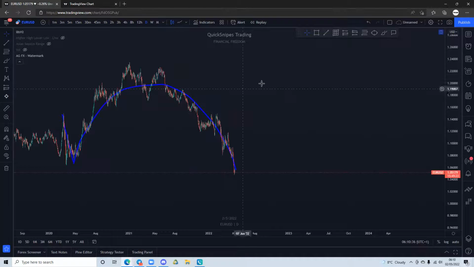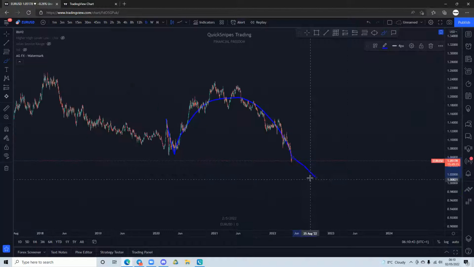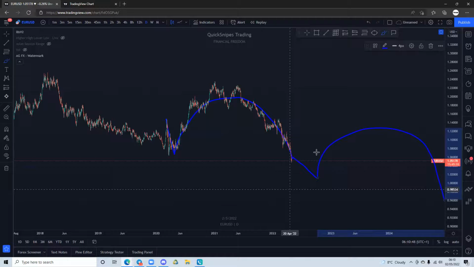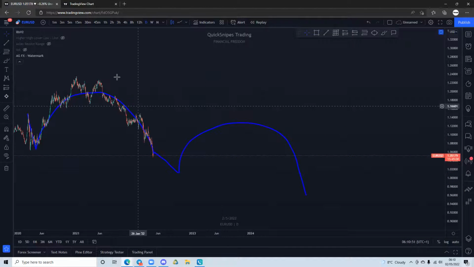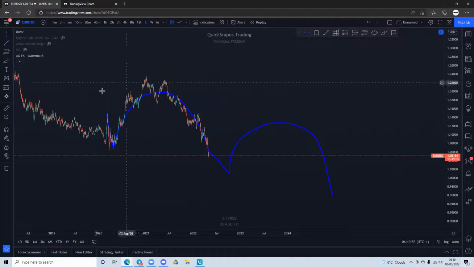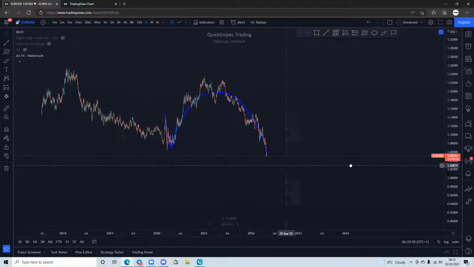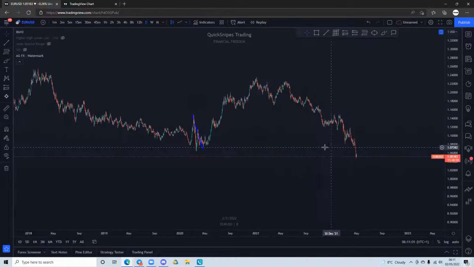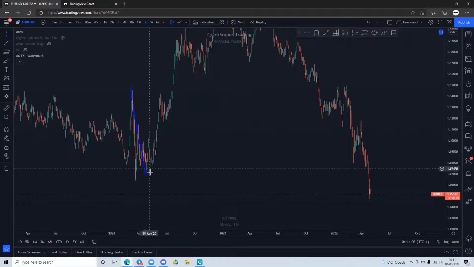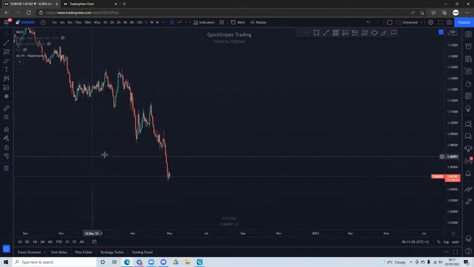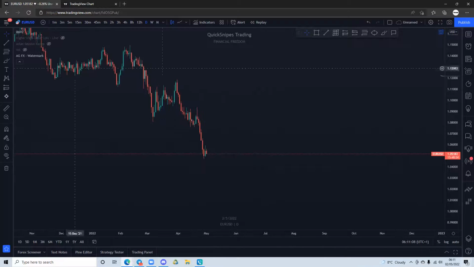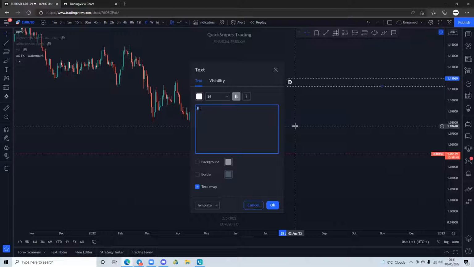So what is expected to happen is essentially another handle there and then another teacup like that. However, I personally think that we're going to start to see up moves very soon, but we need the confirmations for that. So let's see what we can find in terms of general trend. Let's paint a picture here. On the daily, we're bearish.